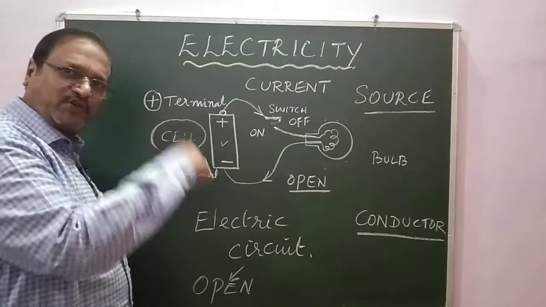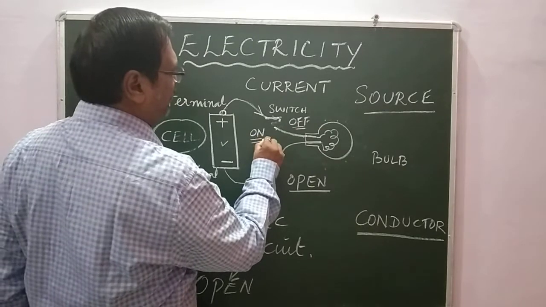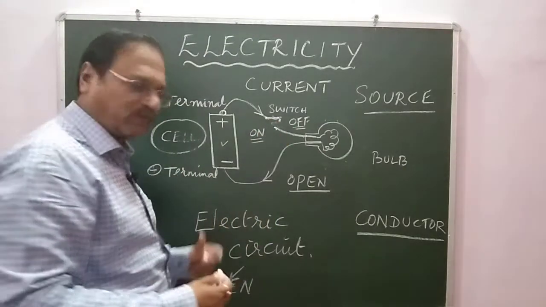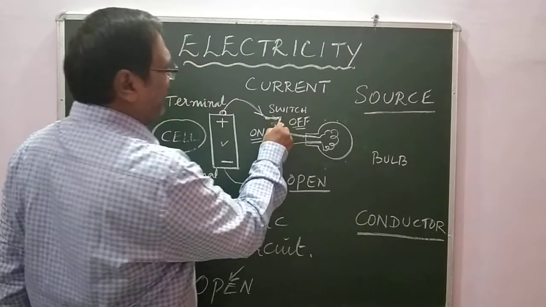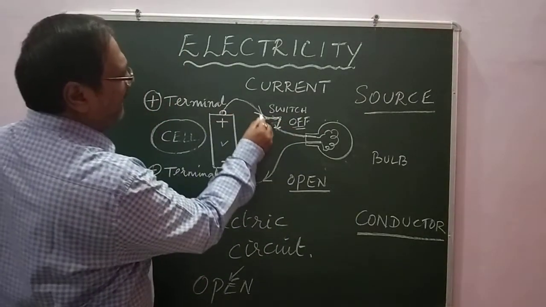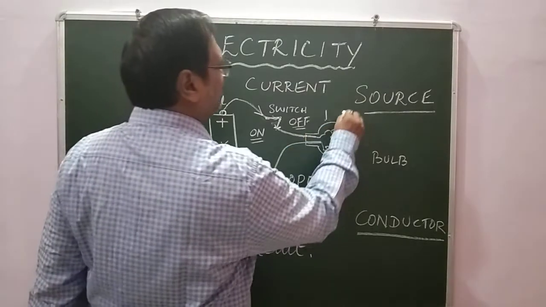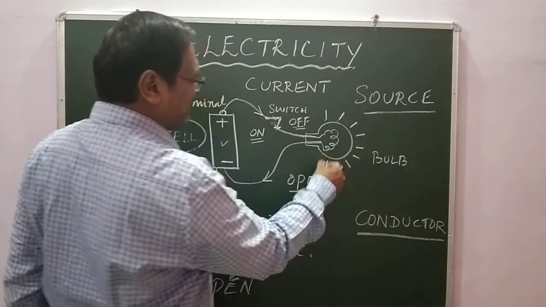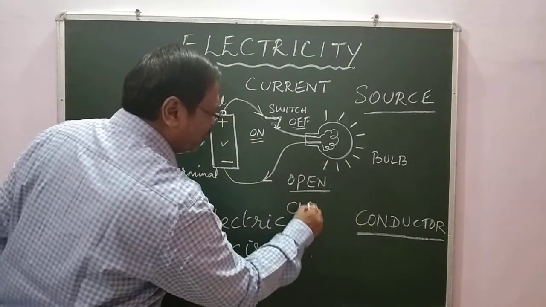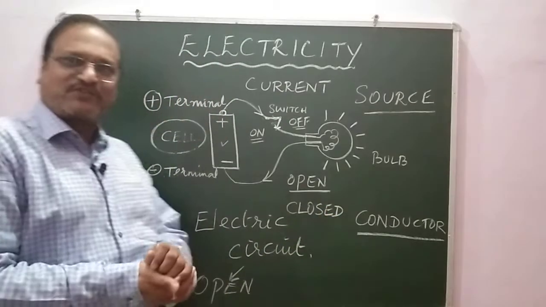Now, what is opposite to that? That is off, opposite is on. When I switch on the switch, I connect it like this. When I connect it like this, the path is now closed. Then the bulb will glow. Yes? And this is called closed circuit. What is it called? Closed circuit.